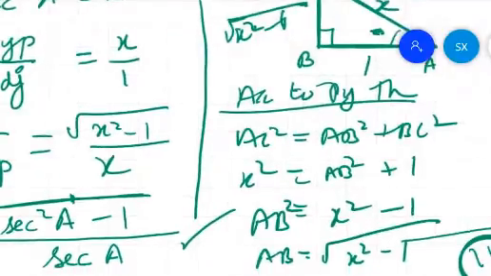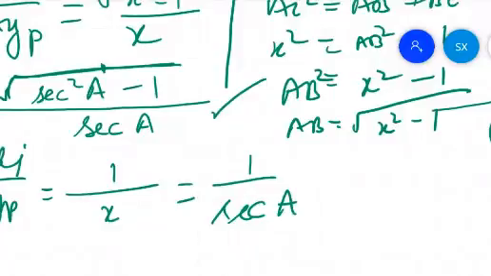Next, cos A. Cos A is adjacent by hypotenuse. Which is adjacent in the diagram? 1. 1 by hypotenuse x. So cos is nothing but 1 by secant A. We already know cos is nothing but 1 by secant A. See, we got it. We are checking whether we are on the right path or wrong path. Algebra is like a conscience. We can check. We know whether we are going in the correct path or the wrong path. Secant A is 1 by cos A. 1 by secant A is cos A. Sin is over, cos is over.